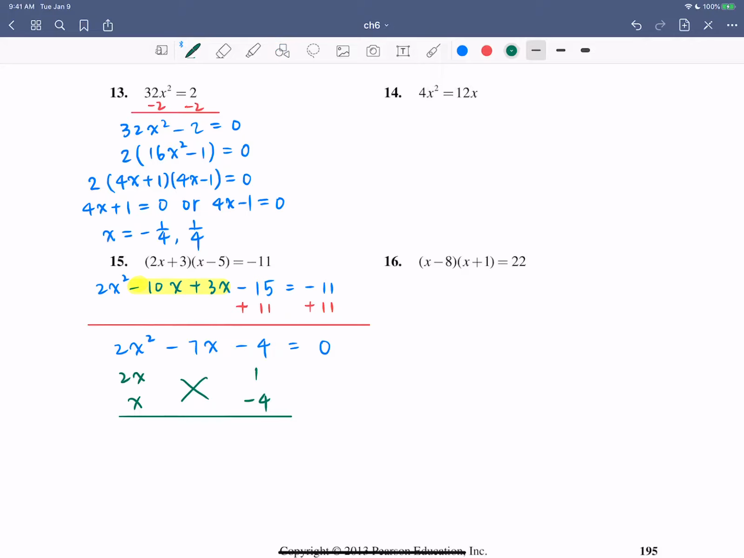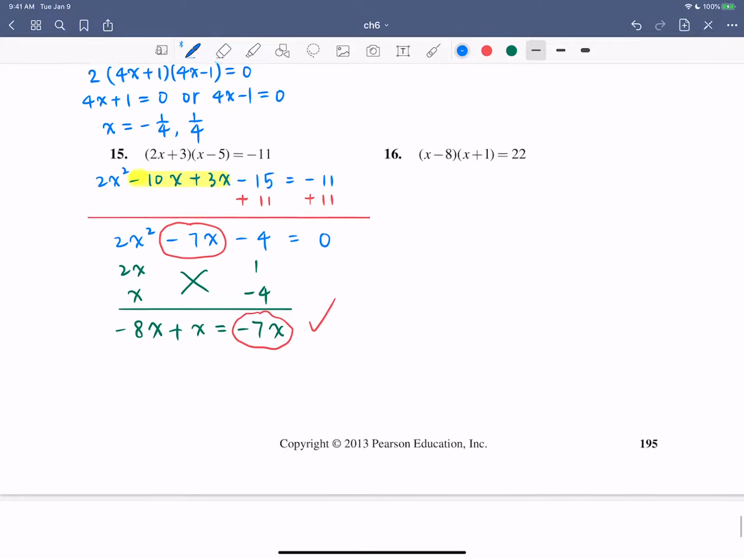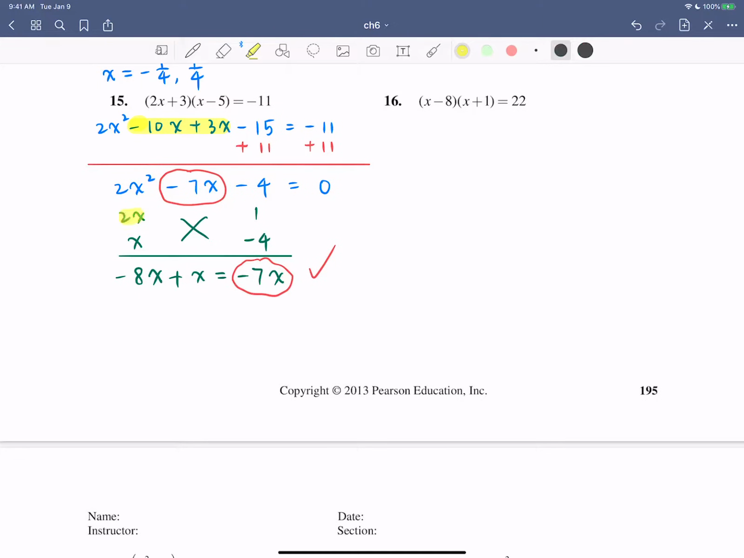2x times negative 4, that's negative 8x. X times 1, that's positive x. Adding them, you get negative 7x. And this is exactly what we want in the middle. So our guess is correct. Therefore, we write our answer horizontally. We have 2x plus 1 times x minus 4 equals 0. So do not forget that we're solving an equation, we still have equal 0 on the other side.